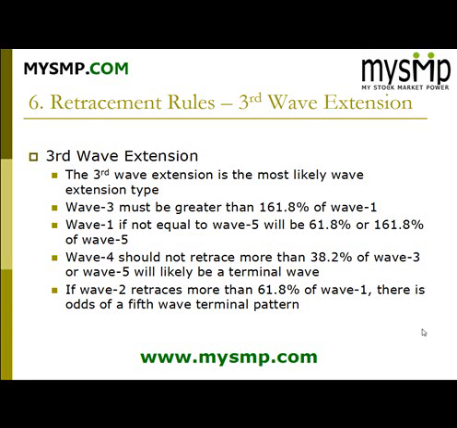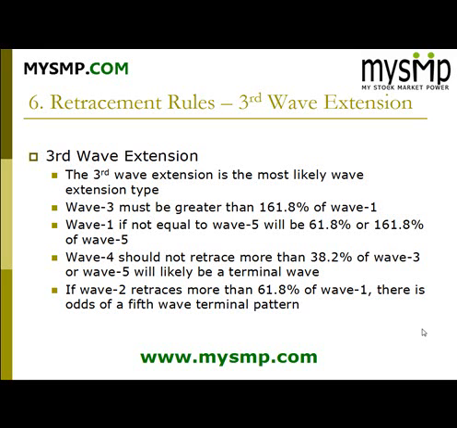Part 6 of the mysmp.com Elliott Wave Introduction course, we're going to be talking about the third wave extension. Now, the third wave extension is the most common impulsive wave type. When you look at many websites or books, you'll notice that they have an ideal, or a perfect, path of the impulsive wave structure. And you'll notice that the third wave is generally the wave that's extended. This is because the third wave impulsive formation is the strongest.